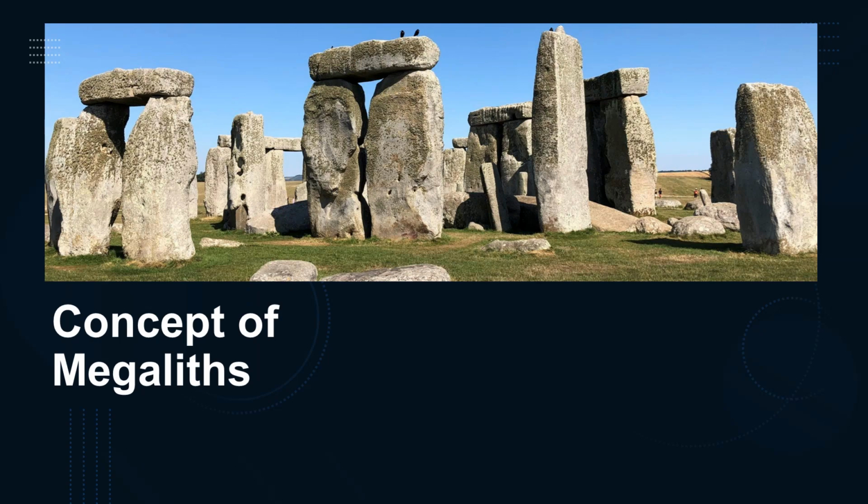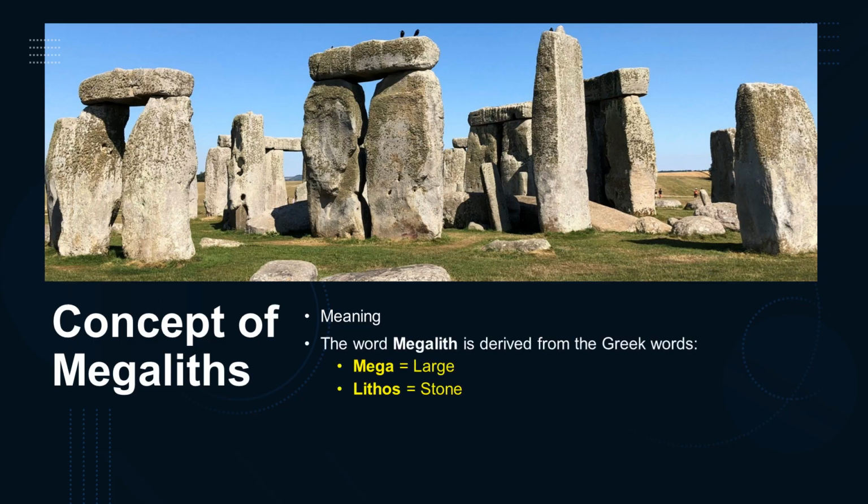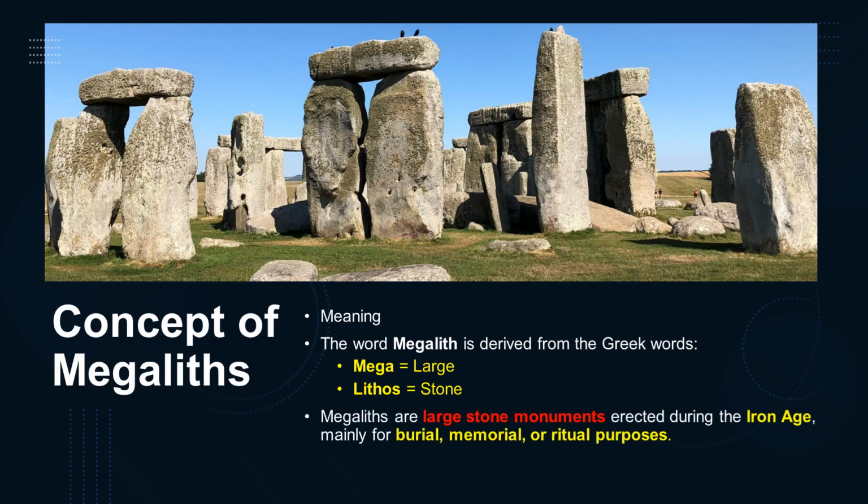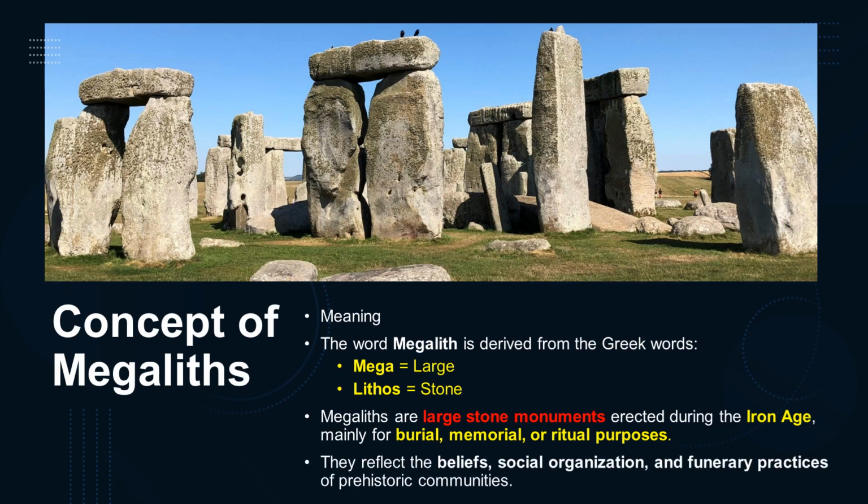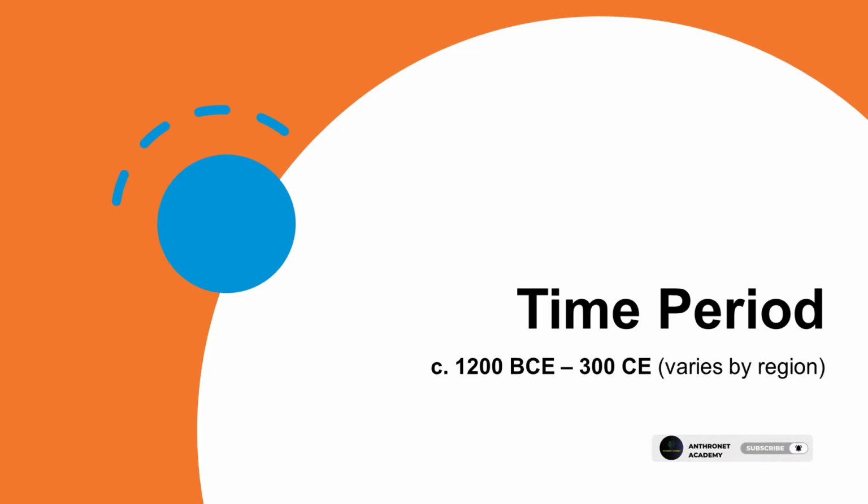Concept of megaliths. Meaning: the word megalith is derived from the Greek words mega, meaning large, and lithos, meaning stone. Megaliths are large stone monuments erected during the Iron Age, mainly for burial, memorial, or ritual purposes. They reflect the beliefs, social organization, and funerary practices of prehistoric communities. Time period: c. 1200 BCE to 300 CE, varies by region.